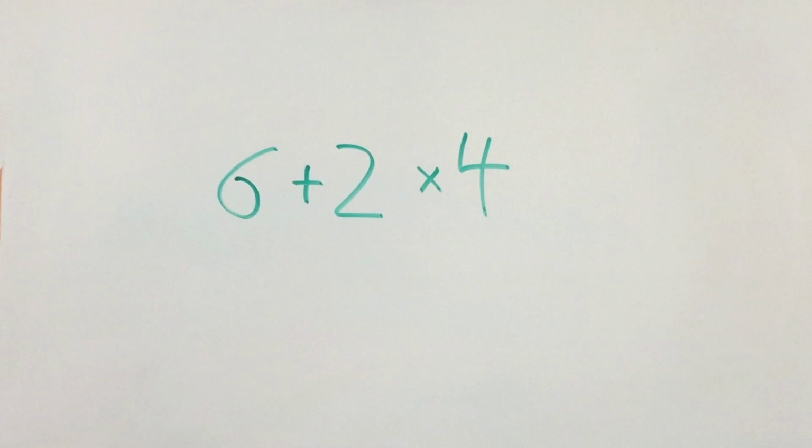Obviously, there has to be one right way to evaluate the expression. In a math problem like this, there can't be two answers. So which is it, 32 or 14? To answer that question, we need to use the order of operations.